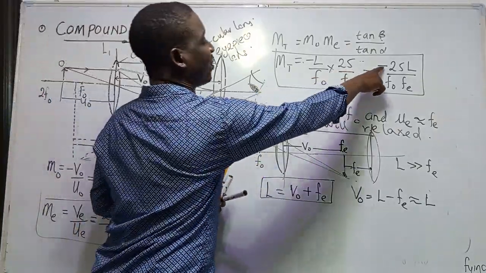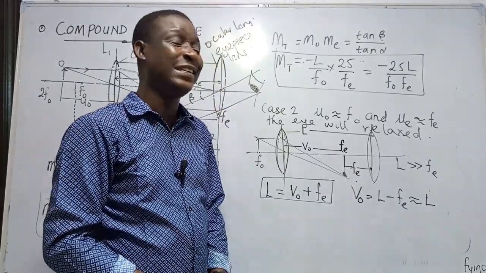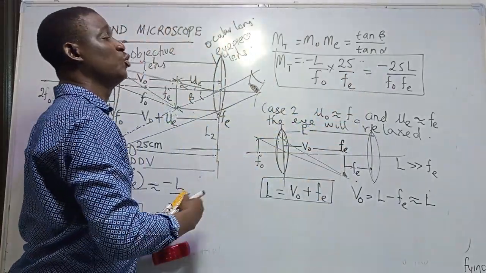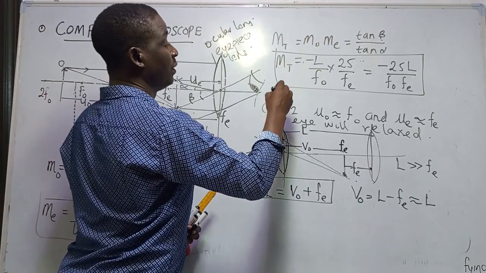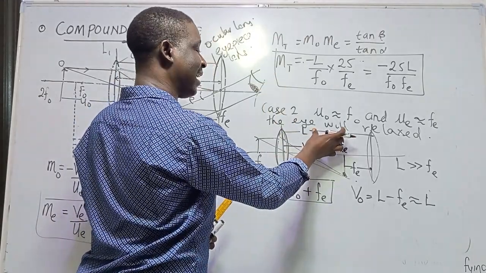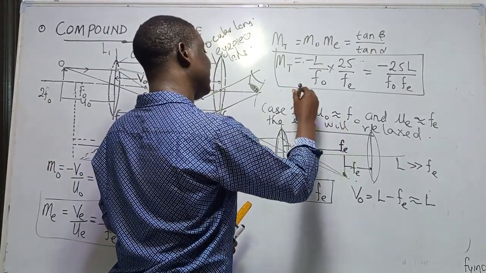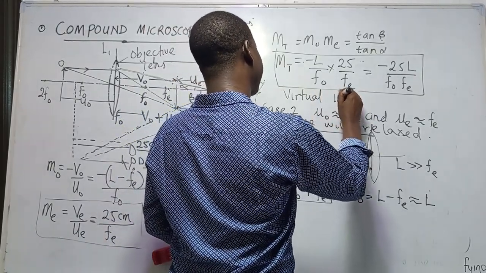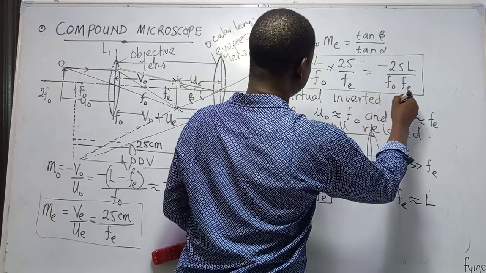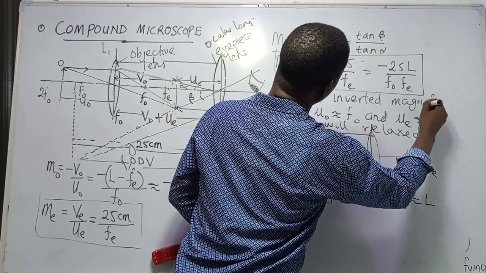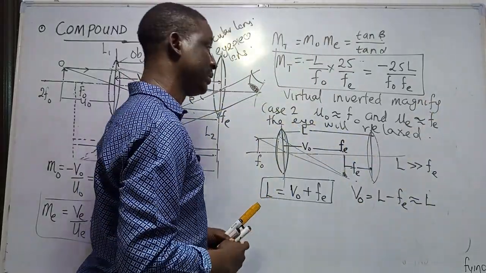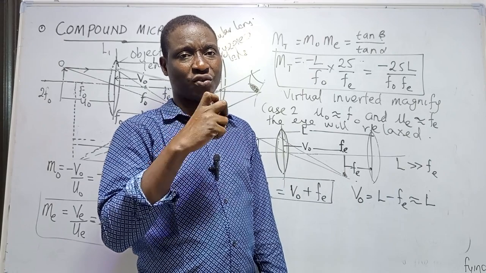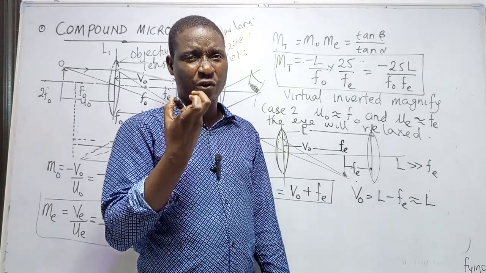Now, why is there the minus sign? Most of the time it is commonly ignored. The minus sign is just to show that the final image produced in a compound microscope, even at this position where the eye relaxes and the image is formed at infinity, is still virtual, inverted, and magnified. Although the eye does not accommodate it, the focal length of the lens is adjusted in order to make the eye relax, to be comfortable.